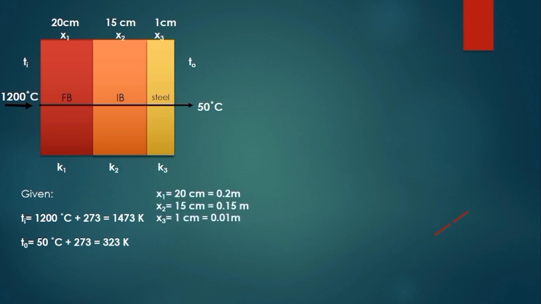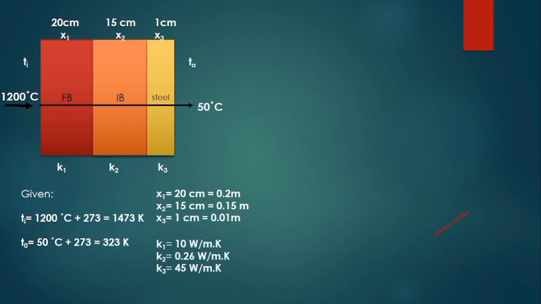The next is the thickness. Thickness 1 is fabric, 20 centimeters converted into meters. So 20 divided by 100 is equal to 0.2 meter. Same process with thickness 2 and thickness 3. So 15 centimeters to meters, we have 0.15 meter, and 1 centimeter to meters is 0.01 meter.